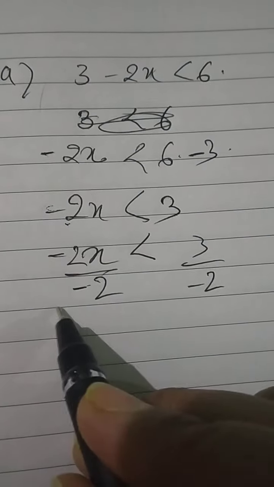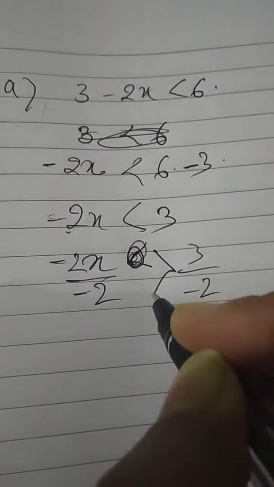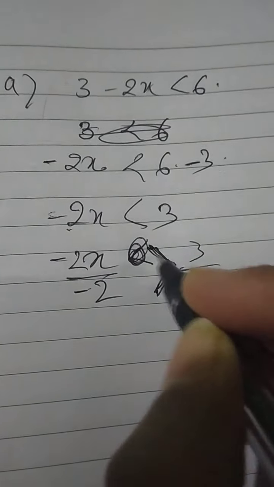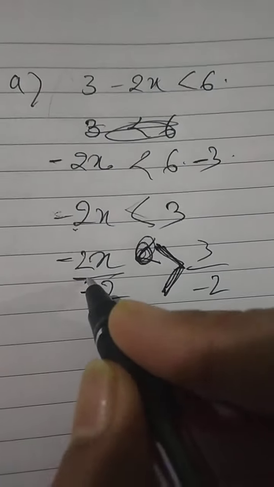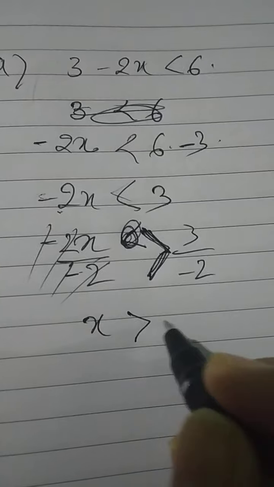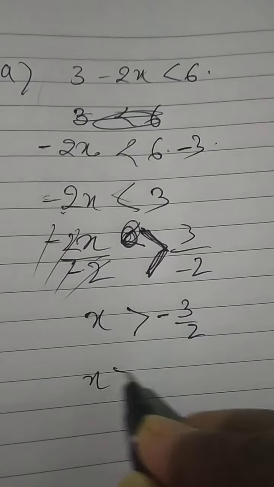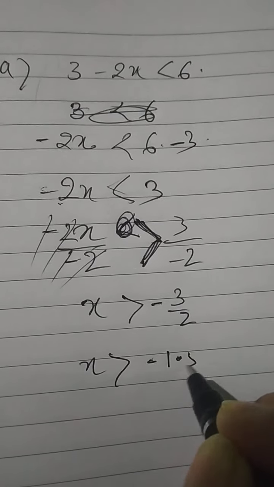But whenever we are dividing or multiplying by a negative number, as I have told you, the sign will get reversed. This less than will become greater than. Now the minus minus will get cancelled, the 2 will get cancelled. x is greater than minus 3 by 2. So x is greater than minus 3 by 2, which means minus 1.5.